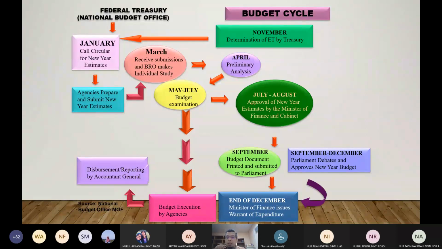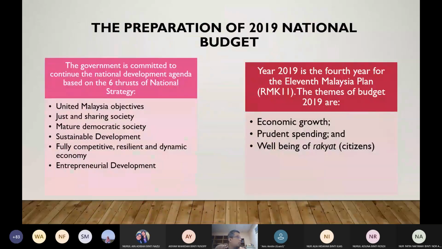So what will be the emphasis of the current government? Through the budget circulars provided by the Treasury. These are examples. In the case of 2019, what will be the emphasis? Of course, these are before COVID. So I think like SMEs, entrepreneurial development, well-being of the rakyat. So these are some common issues.